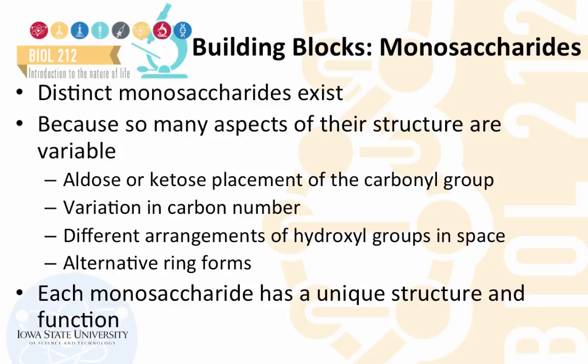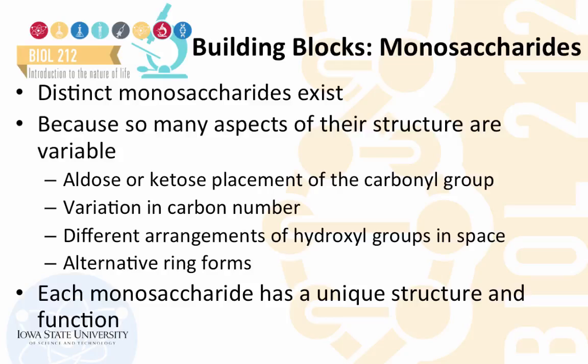Monosaccharides can have either an aldose or a ketose placement of the carbonyl group. They can have a variation in carbon number. They can have different arrangements of hydroxyl groups in space, and they can also have alternative ring forms.